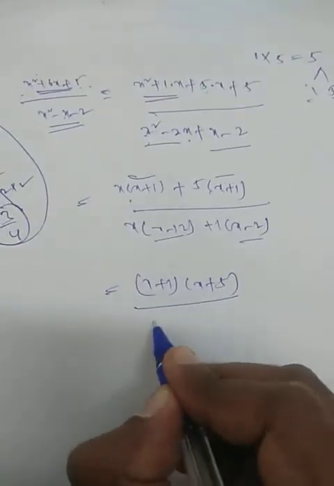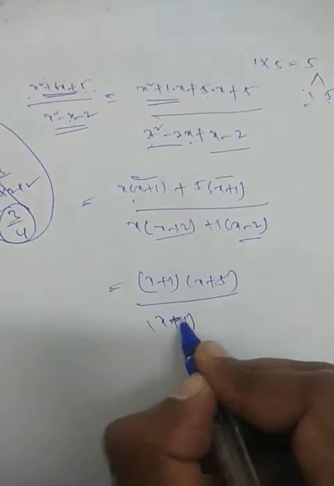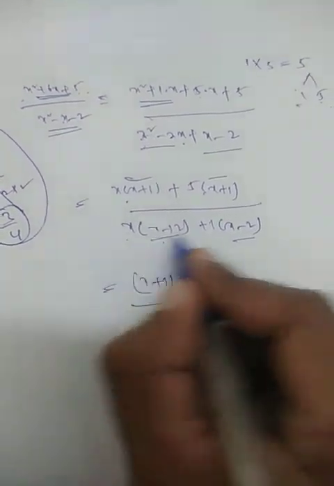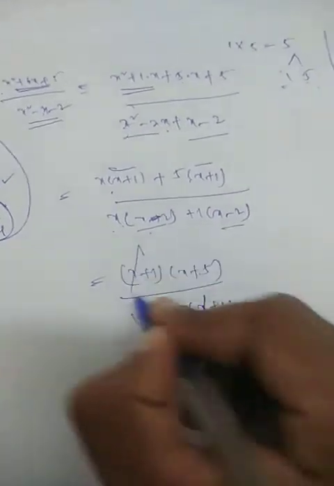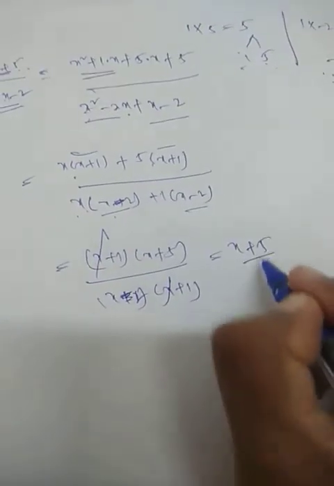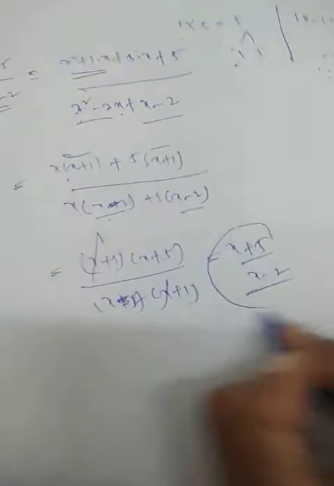So again x plus 1, x minus 2 is common. So you will get this as x plus 1. Both x plus 1 and x plus 1 will be cancelled. You will get x plus 5 by x minus 2. So this is the simplified form of the fraction.